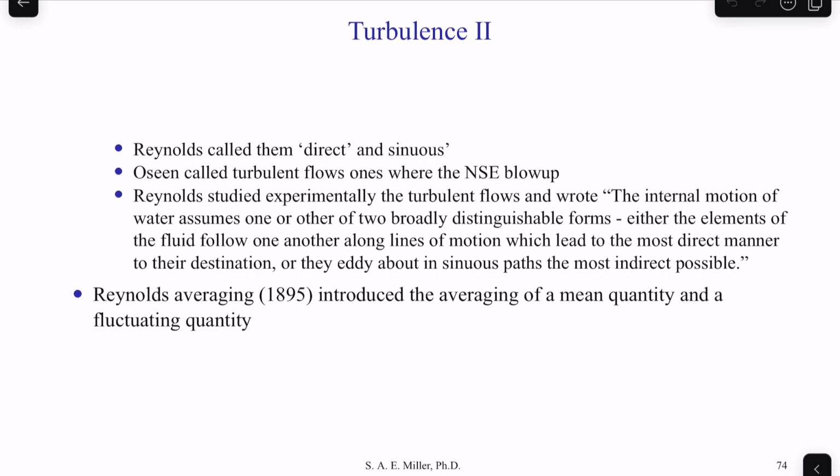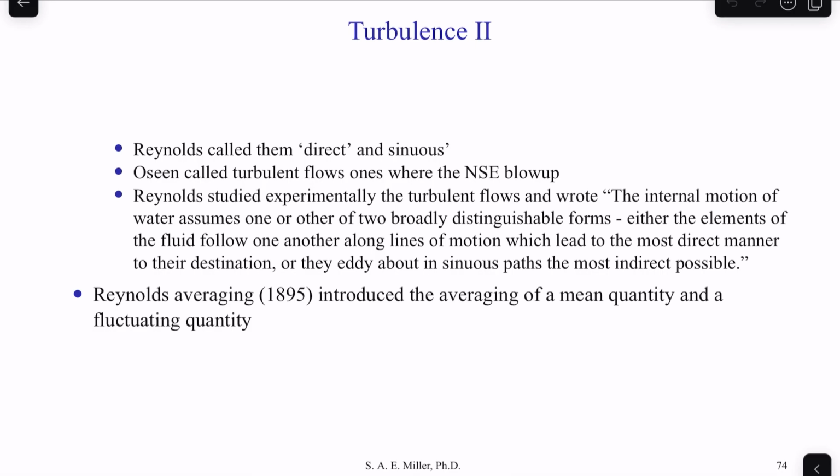Reynolds called them direct or sinuous flows, and I think this makes sense because of his fundamental experiments in a channel where he developed the concept of Reynolds number and instability, that the instability looked sinuous. Oseen called turbulent flows those where the Navier-Stokes equations blow up. He was more of a mathematician and developed Oseen solutions, which I'll mention later.